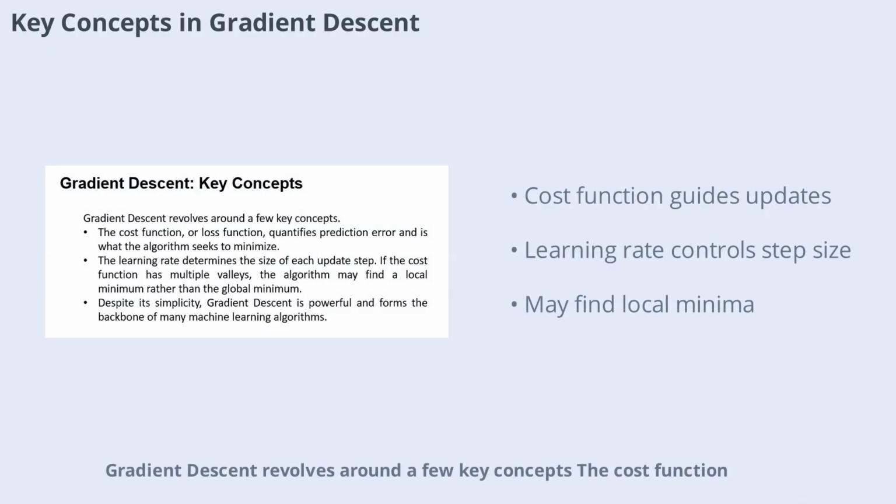The cost function or loss function quantifies prediction error and is what the algorithm seeks to minimize. The learning rate determines the size of each update step. If the cost function has multiple minima, the algorithm may find a local minimum rather than the global minimum. Despite its simplicity, gradient descent is powerful and forms the backbone of many machine learning algorithms.